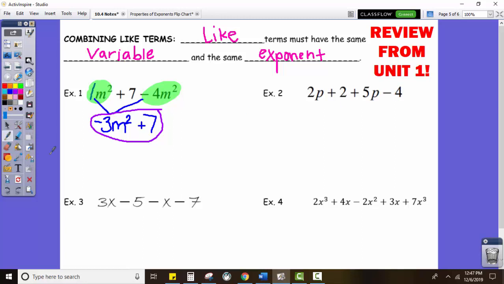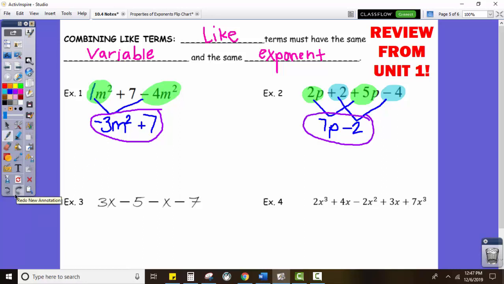Example 2, we have 2p plus 2 plus 5p minus 4. So I've got a couple different types of terms. I have 2p plus 5p, combine that together, and that's 7p. And then I have plus 2 minus 4. Watch the sign there. When I do positive 2, take away 4, I end up with negative 2. These are not like terms. They don't both have a p. This is 7p, and this is a constant of negative 2. So that's my final expression.